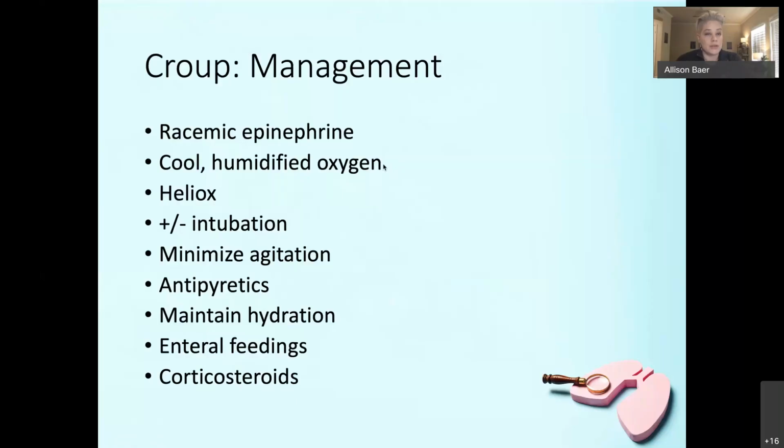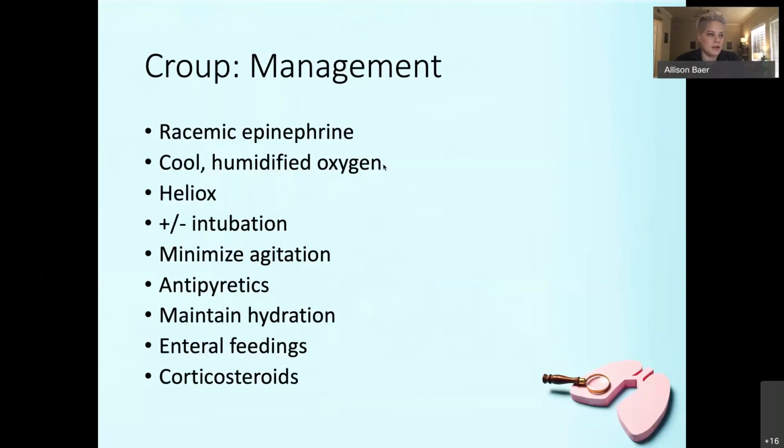So to manage this, you can give them racemic epi, which is going to vasoconstrict that mucosa in that area, which reduces that edema. You can also do cool humidified oxygen, not warm. This is why, if you're telling someone to treat this at home before it gets too bad, taking them out into the night air, something cool but humidified, will help get that air in.